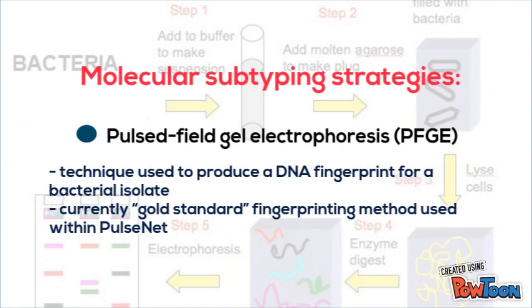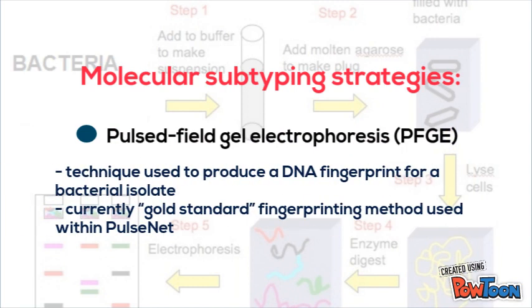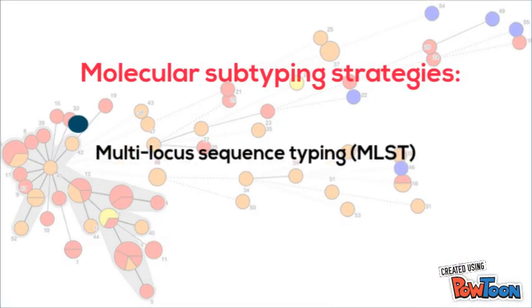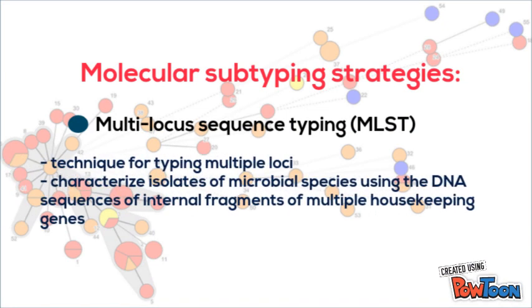A number of molecular subtyping strategies had been applied for subtyping Cronobacter species, examples of which are pulse-field gel electrophoresis, which had been widely used to track the movement of Cronobacter species. Multi-locus sequence typing, which leads to recent findings that sequence type 4 within Cronobacter sakazakii was responsible for a large proportion of severe neonatal infections.